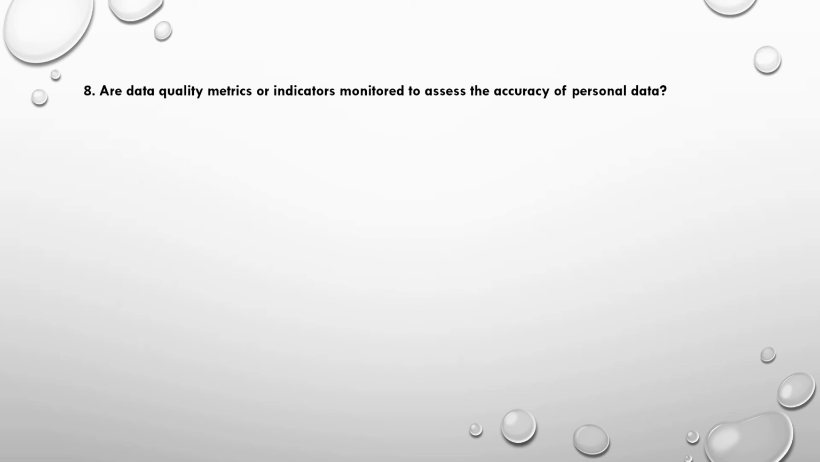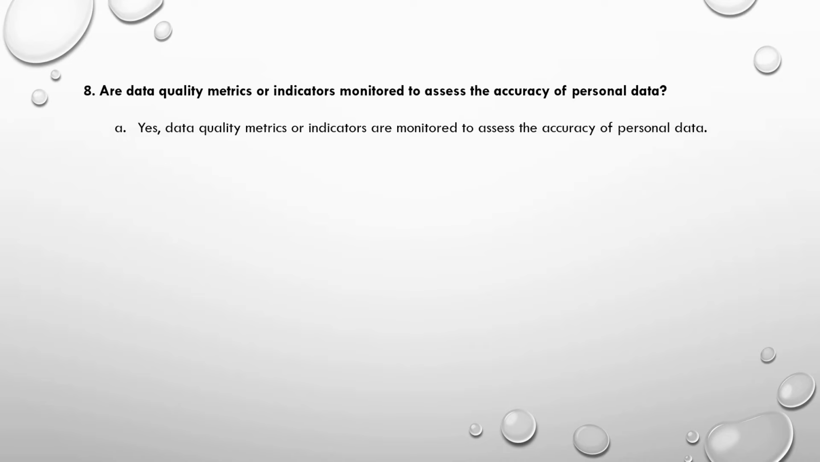Are data quality metrics or indicators monitored to assess the accuracy of personal data? This question inquires about whether an organization actively monitors certain metrics or indicators to determine the quality of personal data they hold. Such metrics or indicators could include things like data error rates, completeness percentages, inconsistency counts, and more. Right? Let's see the options are.